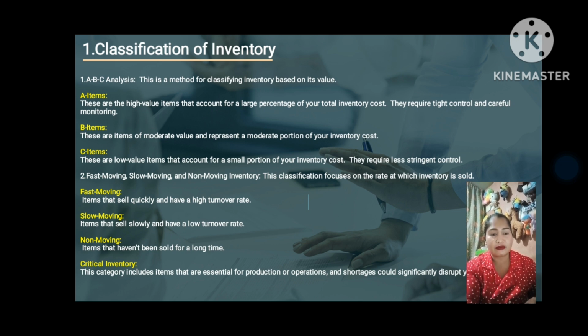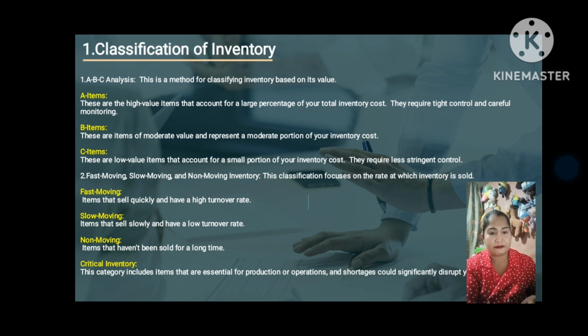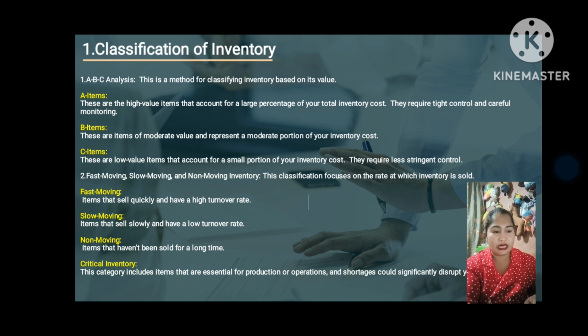Slow moving items sell slowly and have a slow turnover. In Dole, I am not aware of any slow moving items, except maybe our takeaway items that are packed for customers. Dole includes those in fast moving. Non-moving items, in Dole, we avoid them. We do not produce an item that is not in the pack plan or not a customer request, because it is a loss to the company if it cannot be sold.